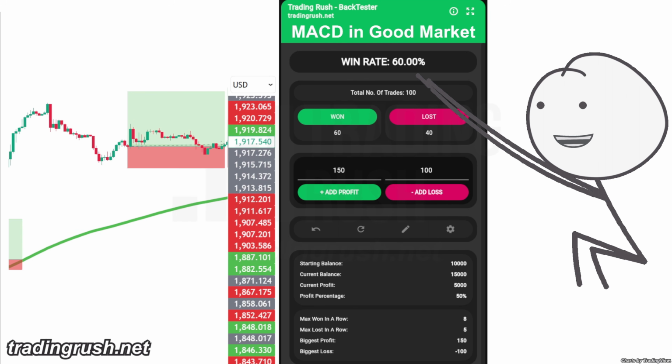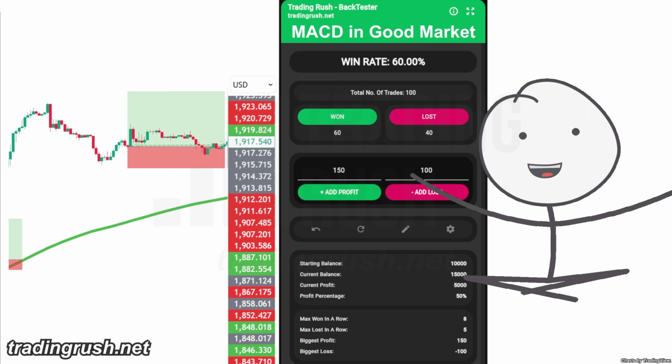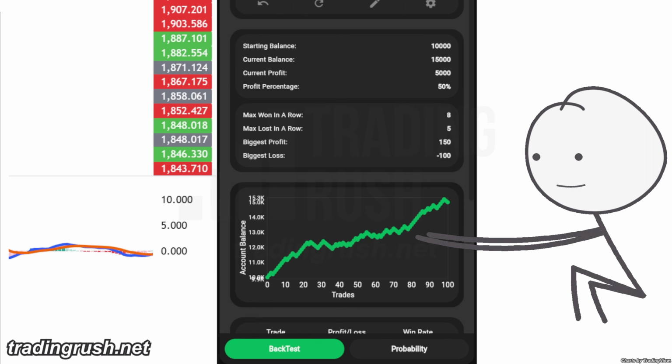But no, MACD, even in an extremely good market, only got around a 60% win rate. Now, don't get me wrong. A 60% win rate with a 1.5 to 1 reward-risk ratio is really high and really good. It makes a lot of money in the long run.